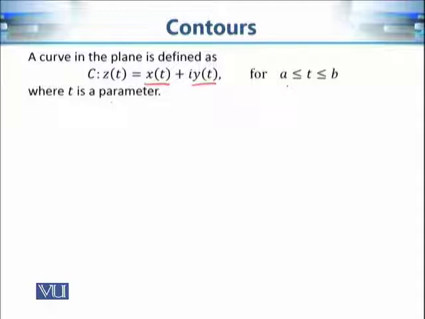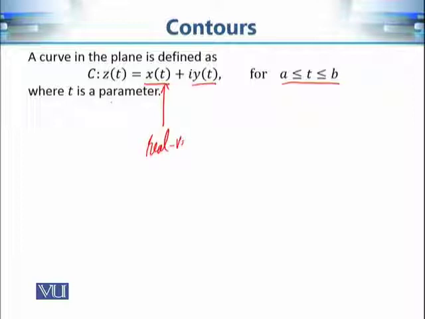Now, let's recall what a curve in the complex plane is. A curve in the complex plane is given by x(t) + i y(t), where t varies from a to b. Here x(t) is a real valued function, and y(t) is also a real valued function of one variable t. Here t is the parameter.